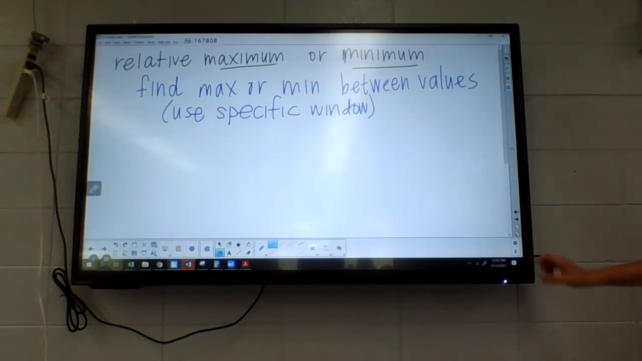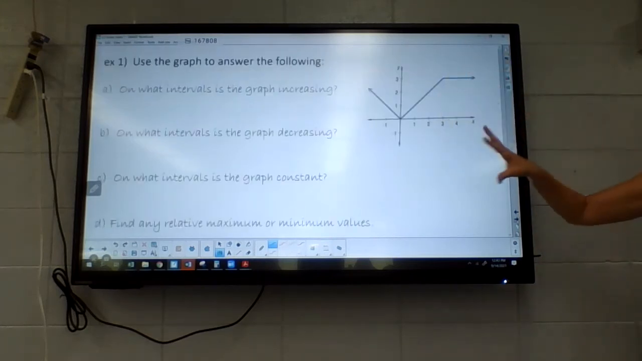Okay, so let's look back. Once you have that down, it asks on this graph, example 1 is for the little graph at the right there: on what intervals is the graph increasing, where is it decreasing, where is it constant, and any relative maximum or minimum values. Again, that's just talking specifically about our window here. So we're going to use this as our window. Notice the arrows on the end, just be aware of that.